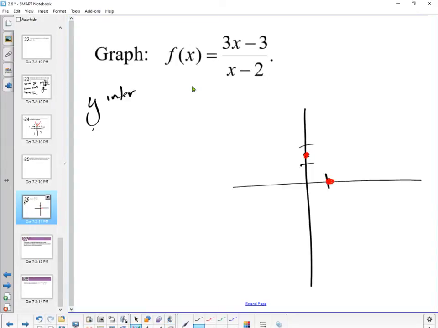What's my next step? Asymptotes? Sounds good to me. Where do I have an asymptote? Over at 2, don't I? So I got a vertical asymptote here.